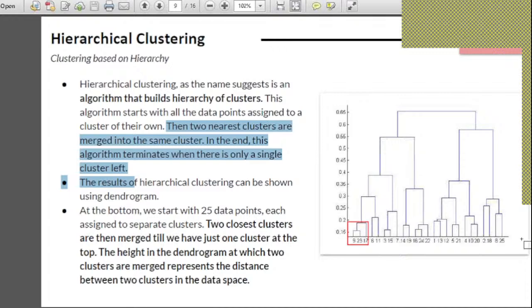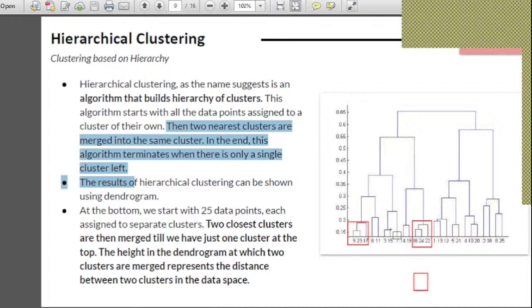Okay. Then similarly 16 and 24 had the smallest distance, I mean the least distance among themselves, so they got clubbed. And then later on they got clubbed with 22 and it formed one cluster.